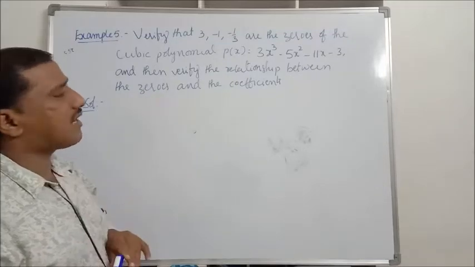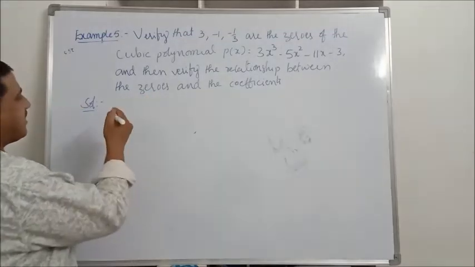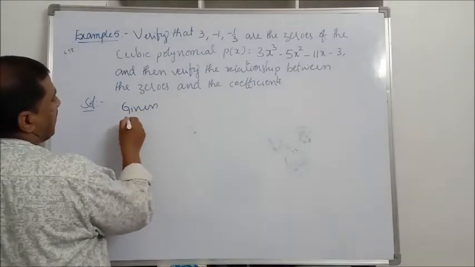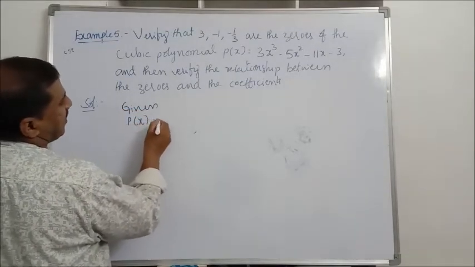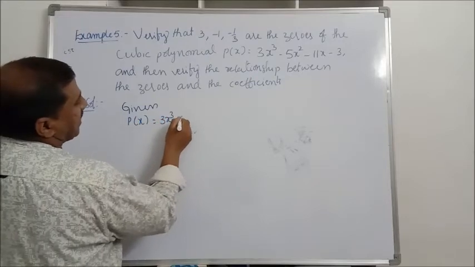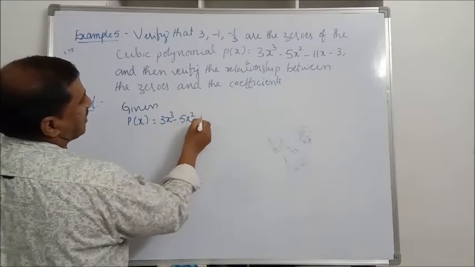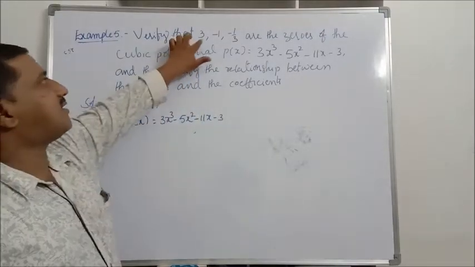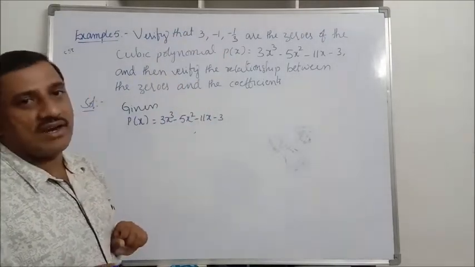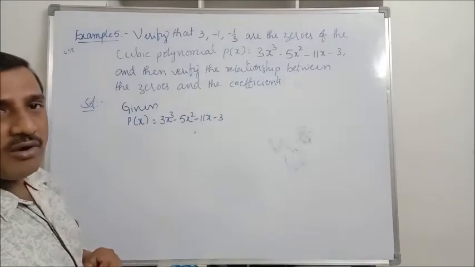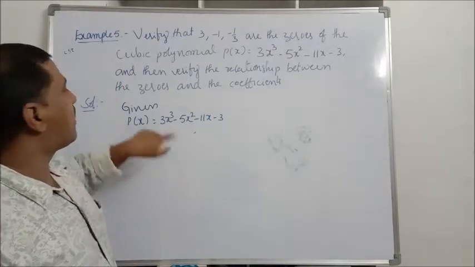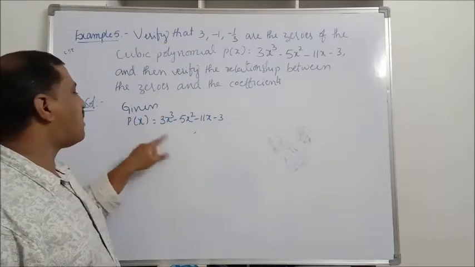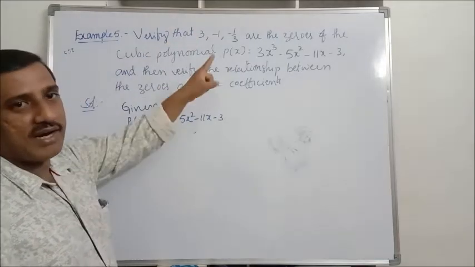So what is the given polynomial? Here p of x is equal to 3x cube minus 5x square minus 11x minus 3. So we need to check whether 3, minus 1 and minus 1 by 3 are the zeros of the given polynomial or not. To check, substitute x is equal to 3, that is find p of 3, p of minus 1, p of minus 1 by 3.